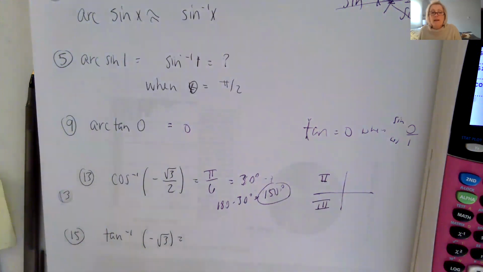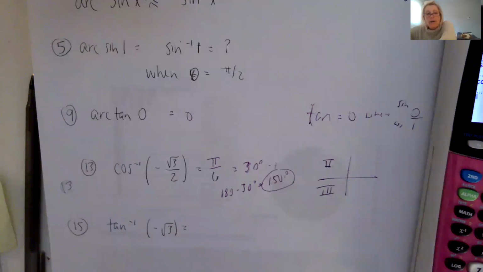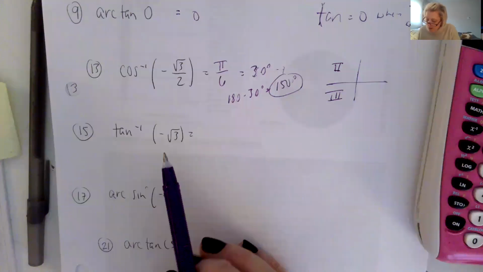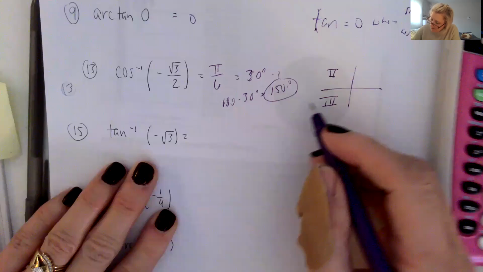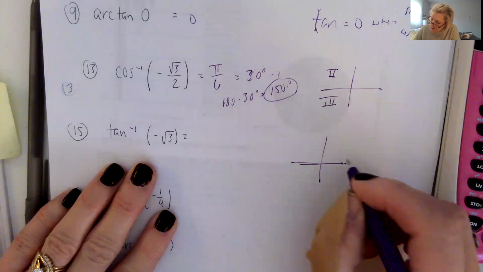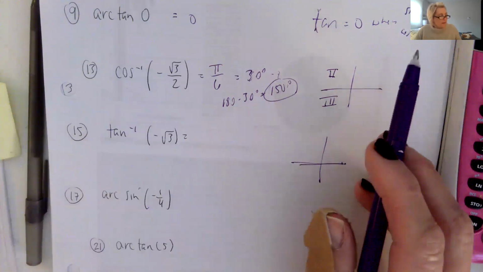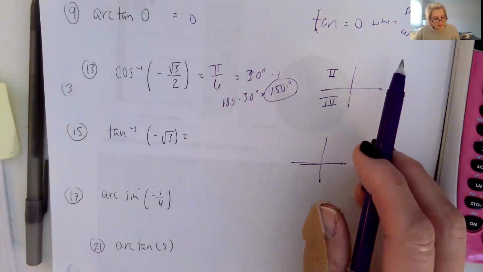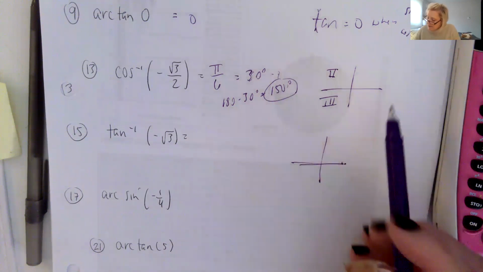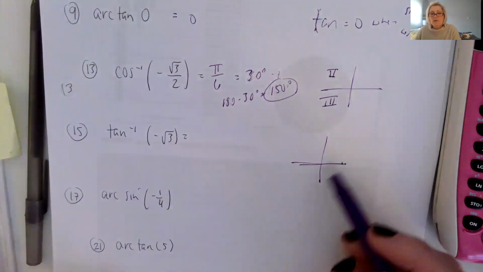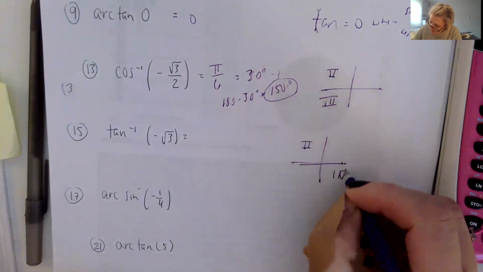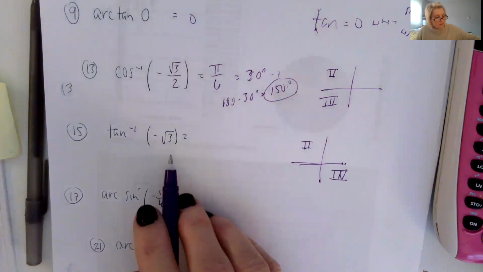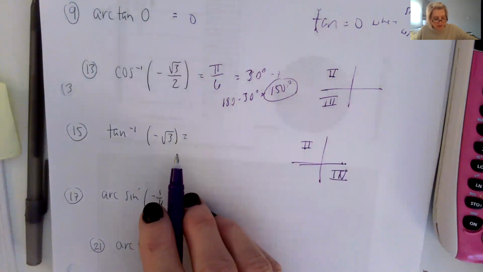So 15 says, again, find the exact value of the inverse tangent of negative square root of 3. So where is tangent negative? Tangent is negative where sine and cosine are opposites. So sine and cosine are the same in the first and the third. So they're opposites in the second and the fourth. And it's the square root of 3. So where is tangent the square root of 3?